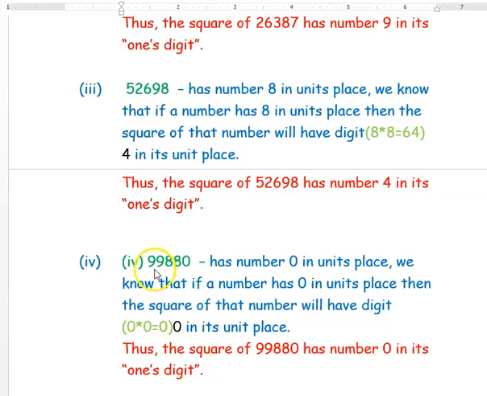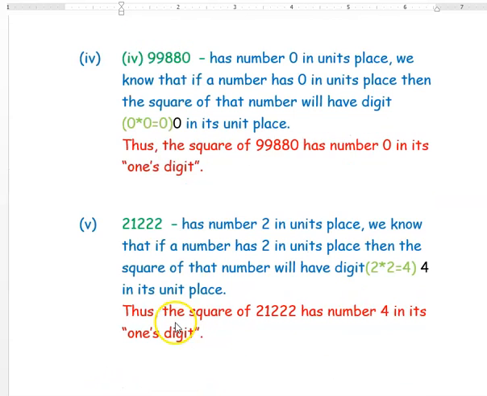The next number given is 99,880. Here it has the number 0 in its units place. Now you know that if you square a number that has 0, you will also have 0 in its units place. The next number is 21,222. Here 2 is in units place. If you square 2, that is 2 into 2, 4. So you will have 4 in its units place. Thus the square of 21,222 has the number 4 in its ones digit.